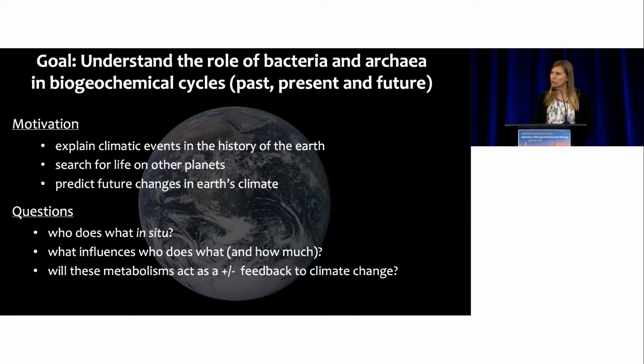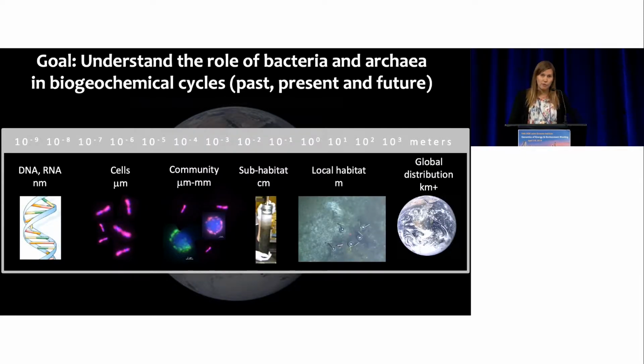There are a few questions that I focus on to get to these bigger topics. Who does what in situ? What influences who does what and how much? And will these metabolisms act as a positive or negative feedback to climate change? To get at these, we have to bridge huge spatial scales. Many of us in this room focus on the really tiny side, including individual biomolecules, and you're going to hear a lot about DNA and RNA in this talk. But I'm also going to talk a lot about what happens at the single cell level, and one of the instruments we use to do that is NanoSIMS. Thinking about how we can build up from here into bigger, more global scale models is ultimately what I'm interested in.